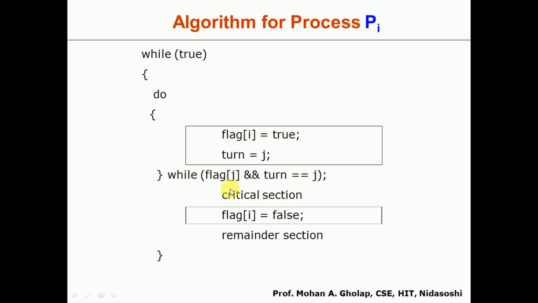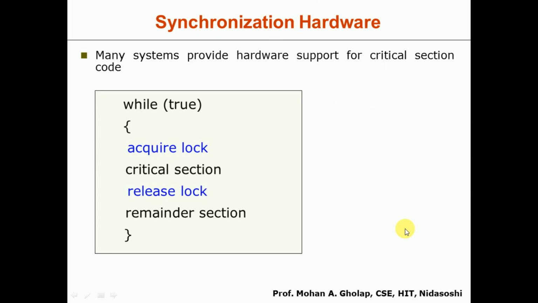Once it completes its execution in the critical section, you have to set flag of i equal to false to indicate Pi has finished the execution in its critical section, and now Pi is not ready to enter its critical section. After this you have to execute the remainder section, and this is the end of your process. So in this way, a solution can be provided for the critical section problem for a process Pi using the Peterson solution.